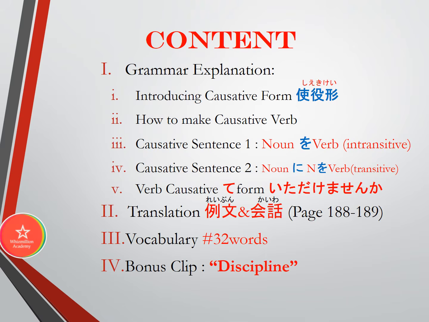Continuing on, we will do an English translation for pages 188 and 189. That's where the Reibun and Kaiwa are. Sometimes when we translate a sentence wrongly, it will be wrong forever. Your understanding will be wrong forever. So be sure to get the correct English translation for every sentence that you learn.